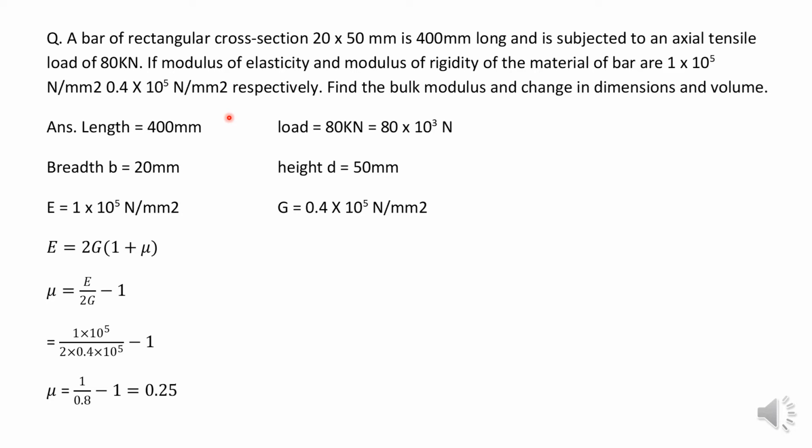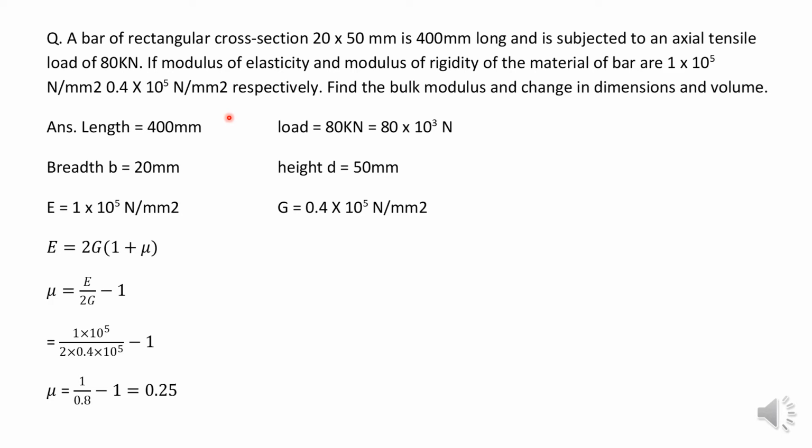In this question a rectangular cross section bar is given, with dimensions B equal to 20 mm, D equal to 50 mm, and length L equal to 400 mm. It is subjected to an axial tensile load, that is P equal to 80 kN, and E is given as 1 into 10 raised to 5, and C or N or G is given as 0.4 into 10 raised to 5. We have to find the bulk modulus K, and the change in dimensions, that is change in length, change in breadth, and change in depth, and also the change in volume.